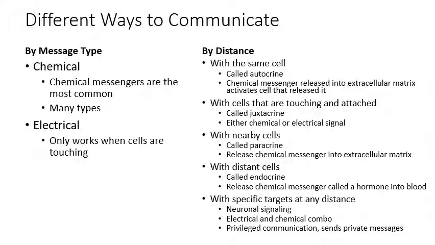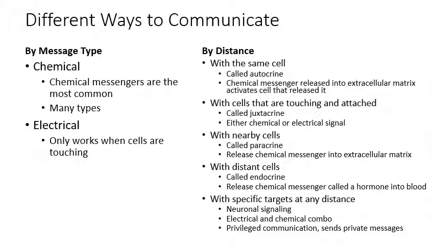Then you have juxtacrine communication, which is for cells that are right next to each other. In general, they have to be physically touching each other actually. So for that, it could be an electrical message or it could be a chemical message also. It just kind of depends on the specific cell type. Then you have paracrine communication, which is one cell communicating with other cells that are nearby, in its local area or within its local tissue. In that case, you have this cell releasing a chemical into the extracellular matrix that will diffuse through the extracellular matrix until it reaches other cells that are nearby and binds receptors on those cells.